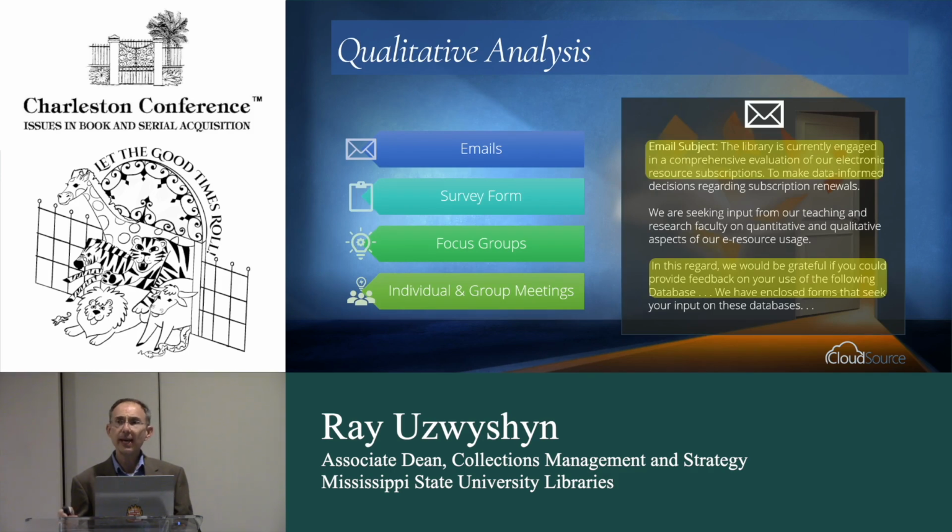Now, in terms of the analysis we're doing to look at our present holdings and look at them very seriously in terms of open access, as I mentioned, we're using a combination of qualitative, quantitative, and overlap analysis. For the qualitative analysis, we use a combination of emails, survey forms, focus groups, and individual and group meetings. You can see an example here of the email that we send to the faculty members or the different stakeholders.